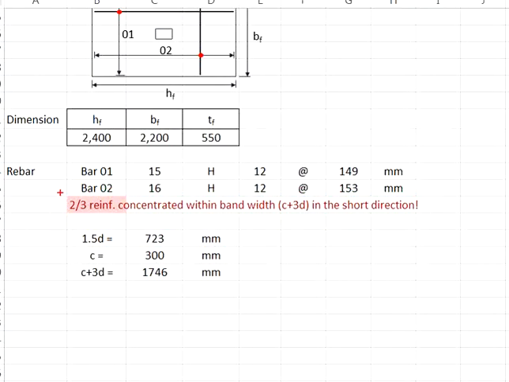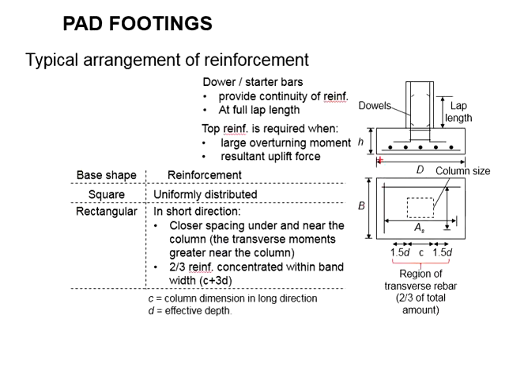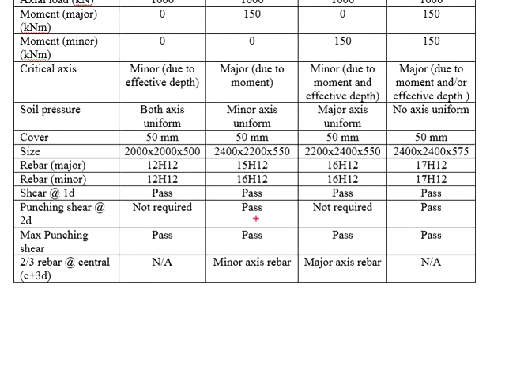which is you need to have 2/3 of the reinforcement of the shorter span concentrated within the mid-band width of C plus 3D as a part of the requirement to make the reinforcement more effective in resisting the moment due to the soil pressure in the transverse directions. This is not applicable when you are proposing a square section.